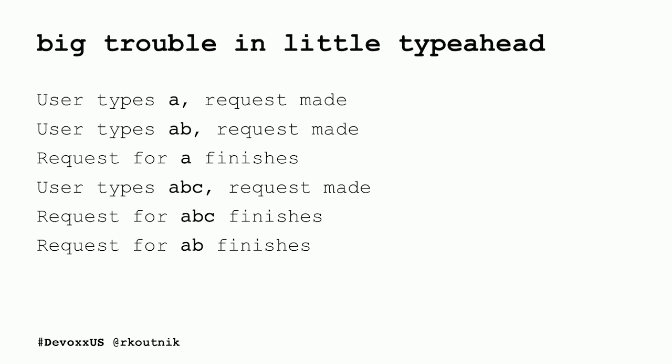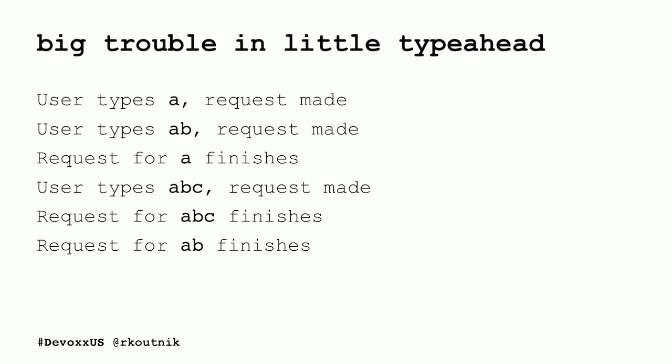User types A, send the request off. User types AB, send the request off. Then the request for A comes back. We say, got it. Put the results on the page. Then the user types C, so now the full query is ABC. Send the request off. Then the request for ABC comes back. I don't know, maybe because it was a longer request, there were fewer records to search, so that query happened faster. Maybe one got routed through an overloaded router and the other didn't. We don't know. Networks are evil, and they're out to get you.